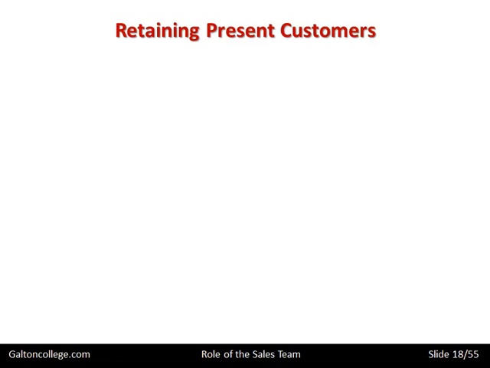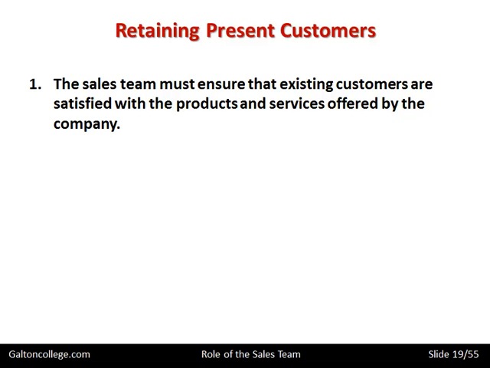Now, retaining present customers, as I said earlier, this is crucial. They must look at existing customers and make sure that they're satisfied with the products and services. They must contact them and talk to them and follow up on any issues or any shortfalls in the product in terms of its ability to satisfy customer needs. What did the customers expect, and how were those expectations met or not met?